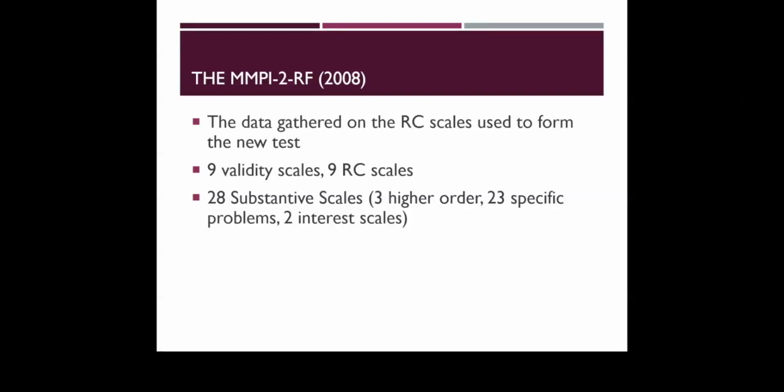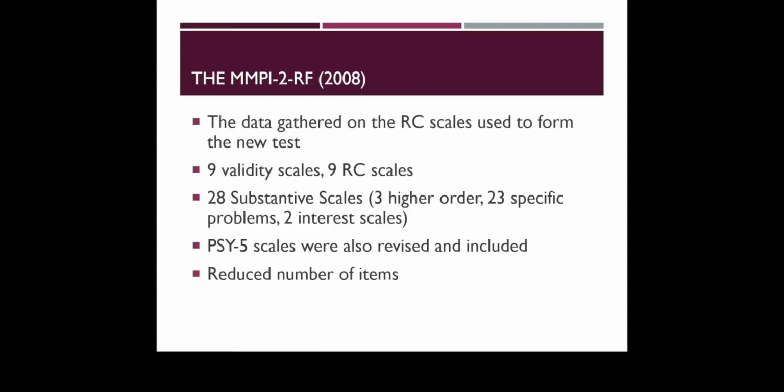They had 23 specific problem scales and 2 interest scales, but all of this is in the context, and it did include the Suhr 5 scales. They revised them and included those, but in the context of a much reduced number of items. So from 560 some items, it went to 338 items. It became a much shorter instrument, which made it much more user-friendly. So it was very new.